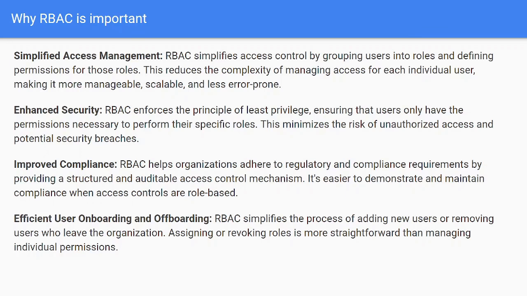Because you're not doing everything one by one, you're not assigning permissions one by one, there are fewer chances of you making errors. So number two is to enhance security. Role-based access control enforces the principle of least privilege, ensuring that the user only has the permissions necessary to perform their specific role. So basically, it has security in the sense that certain roles are created.